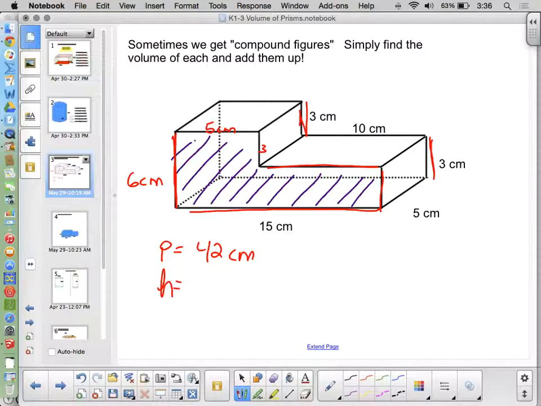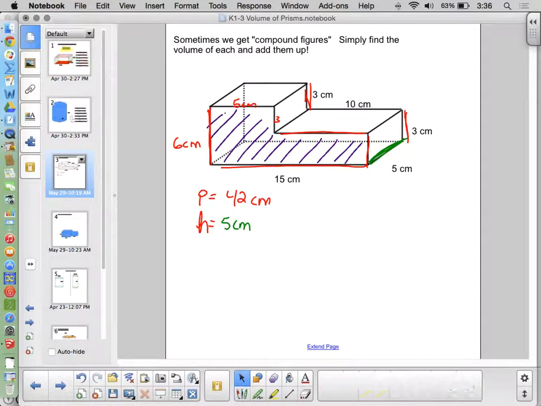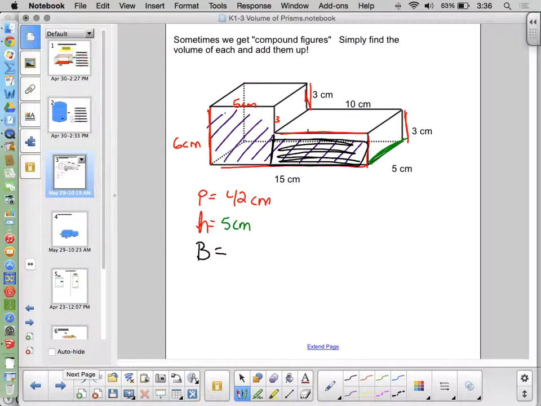The height is the distance between the bases. So right there, 5 centimeters. The base area, a little bit tricky, but not bad because it's rectangles. Again, if this is my base, I'm going to break into 2 areas. First one, this one here, which is 10 by 3 or 30, plus the area here, which is 6 by 5, which is also 30. So 60 centimeters squared.